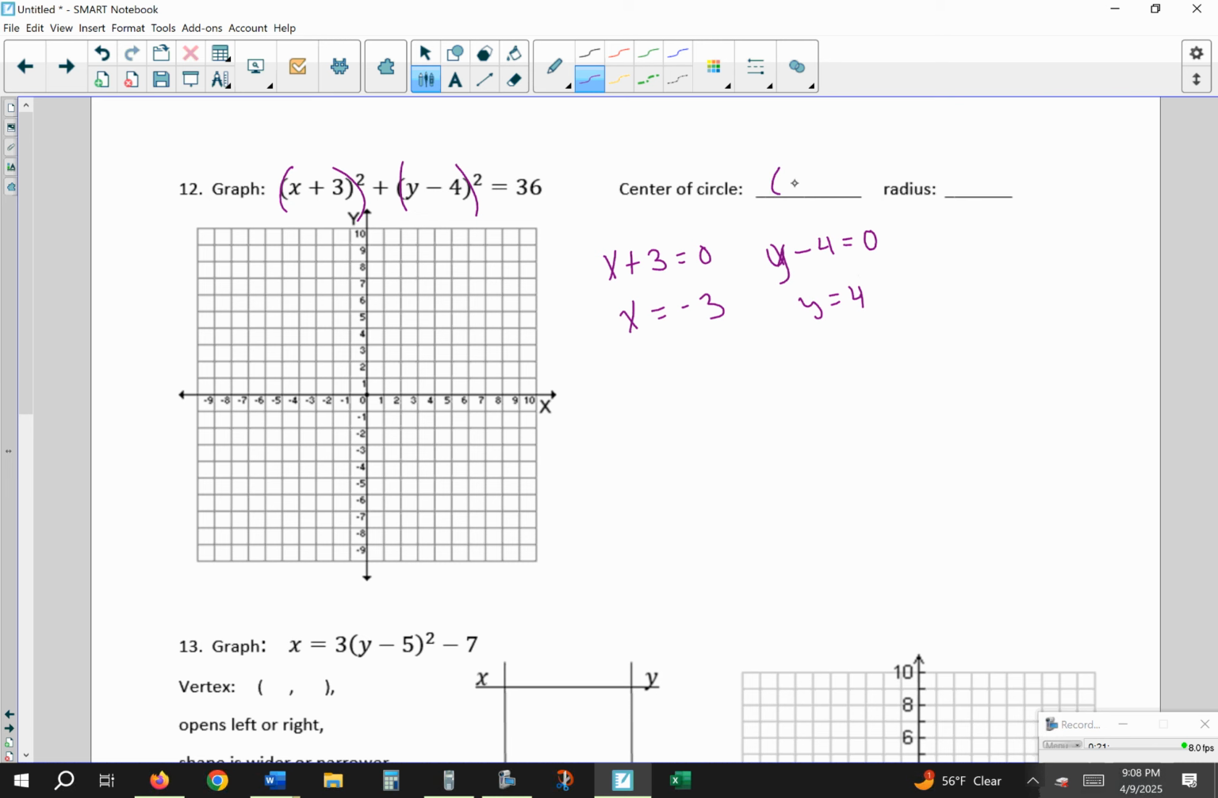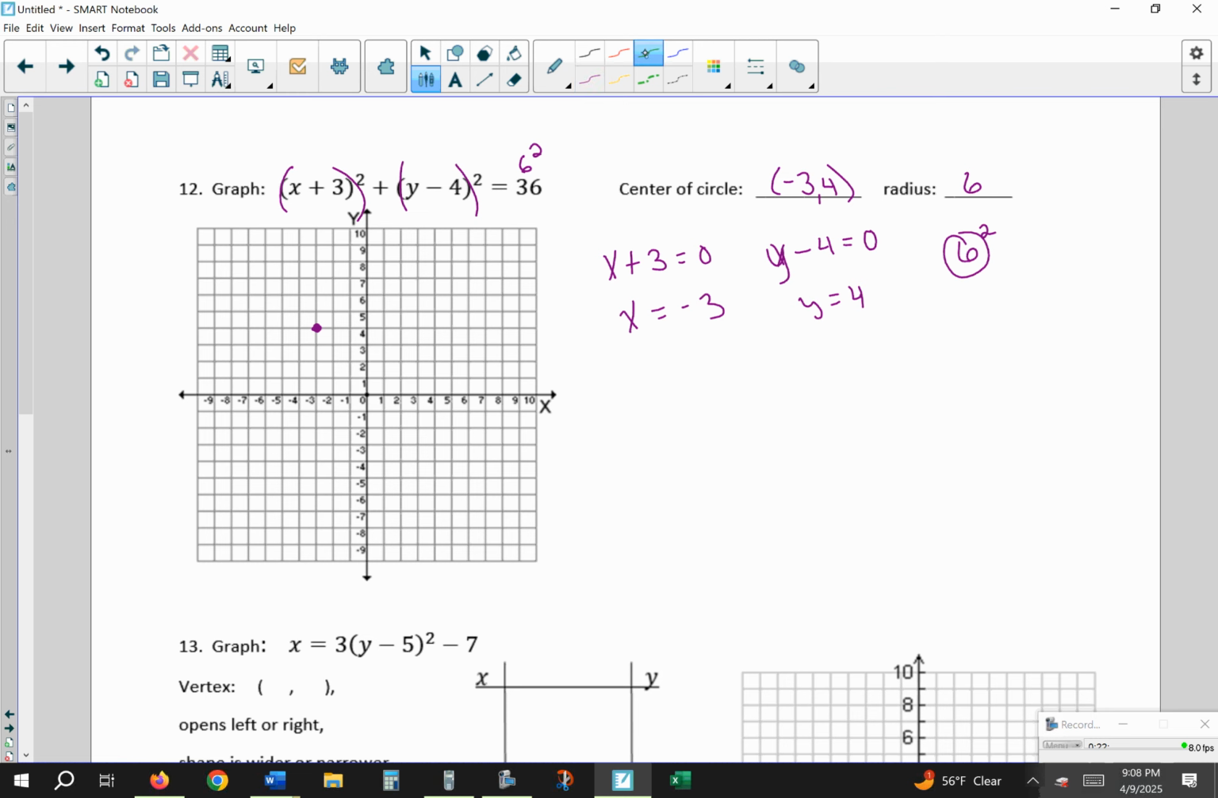So I see the center of my circle is at -3, +4. Radius, we know we can write 6 as a quantity squared, because they each have to be a quantity squared to read the information. So that root number is the 6. Start with my center, -3, +4: 1, 2, 3, 4.